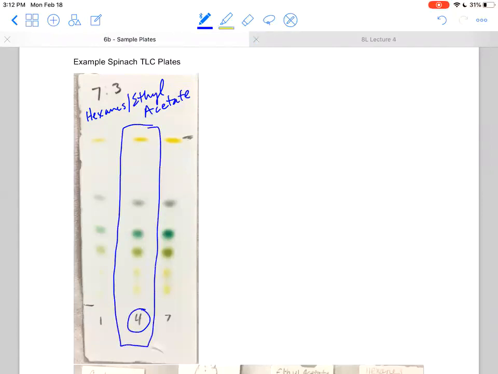But all of these do have the same pigments inside. They have 1, 2, 3, 4, 5, 6 distinct spots that you can see here. And before I move on with analysis of this particular plate, I want to click back so you can remind yourself of what those pigments or the structures actually are.